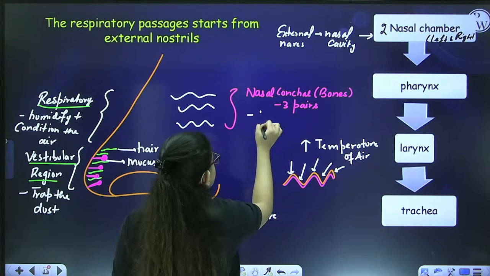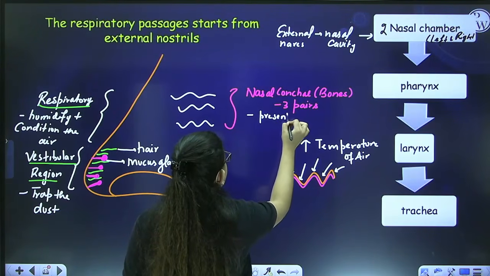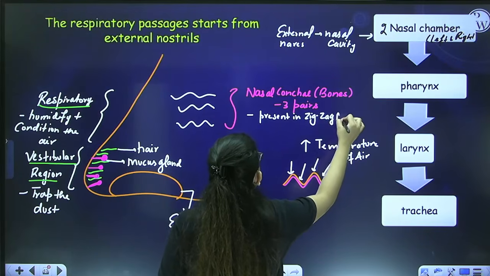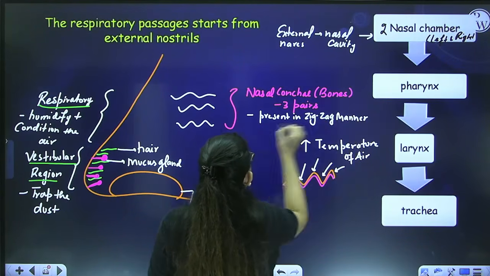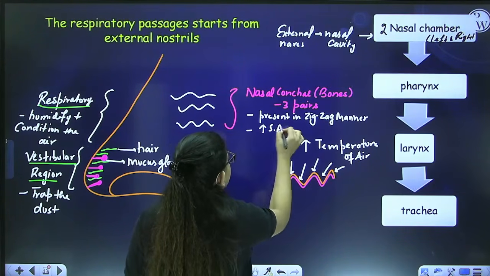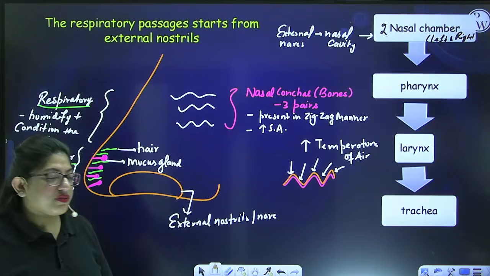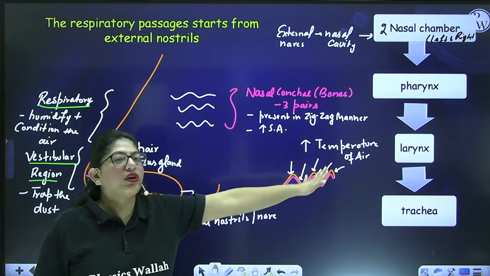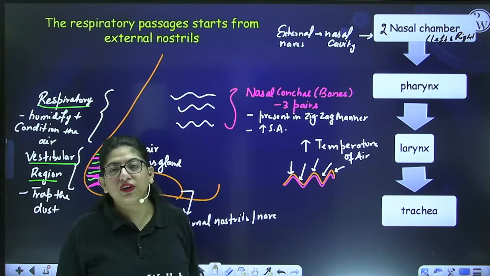They are present in zigzag manner. Why? To increase surface area. Why do we want to increase surface area? The more the area, the more air will touch the skin, and more heat will be given to the air.